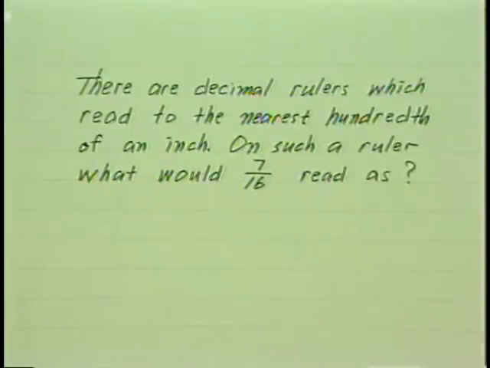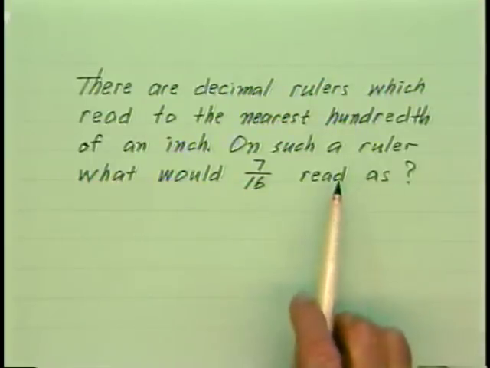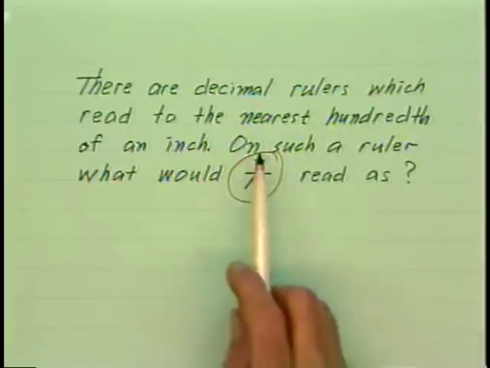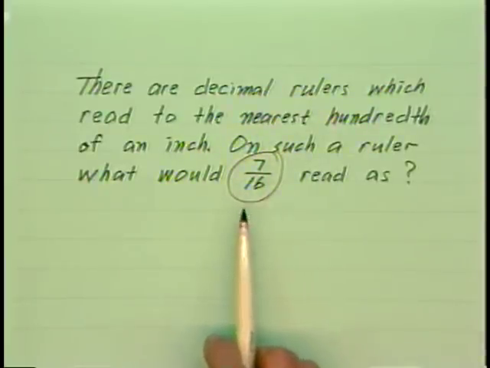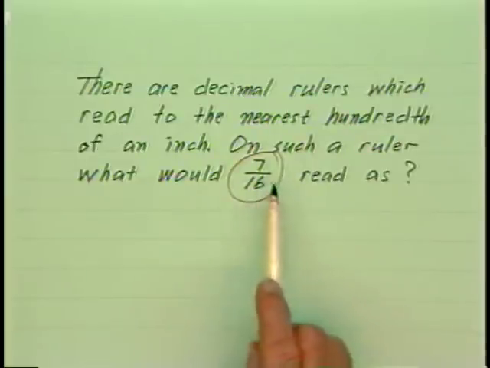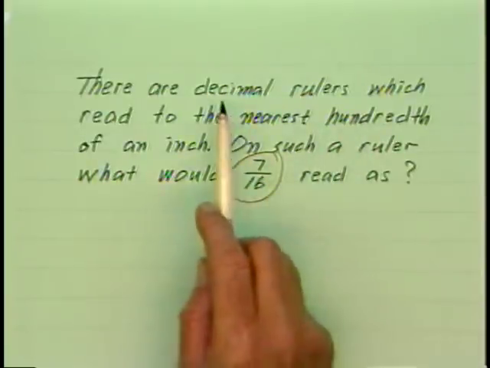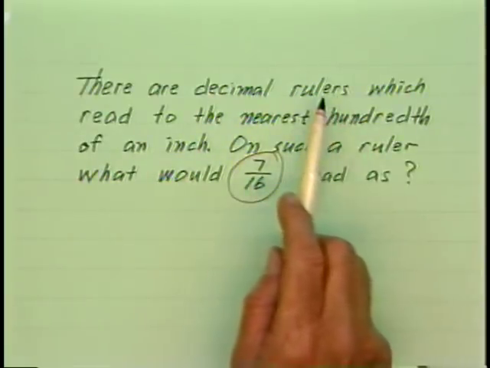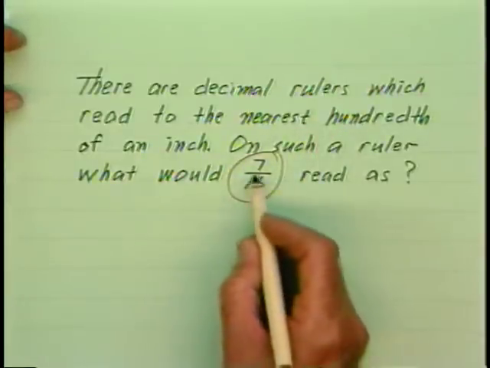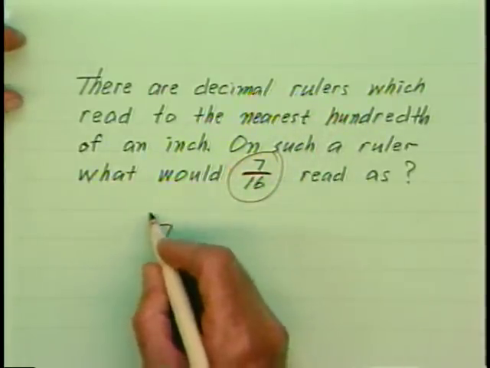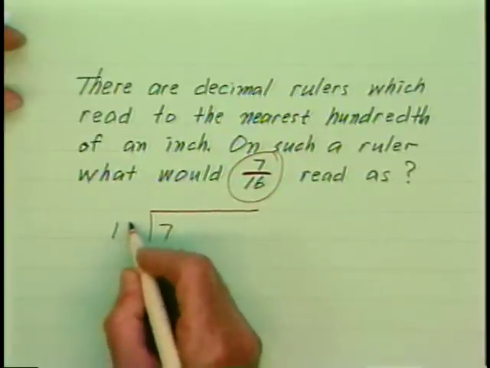Another one. There are decimal rulers which read to the nearest hundredth of an inch. Then on such a ruler, what would 7/16 read as? Because most standard school rulers will read to the nearest 16th or 32nd. But you might look around a shop the next time you're near one, see if you can find one of these decimal rulers. They're fairly common. Well, we simply, again, remember this means divided by. So that reads 7 divided by 16.